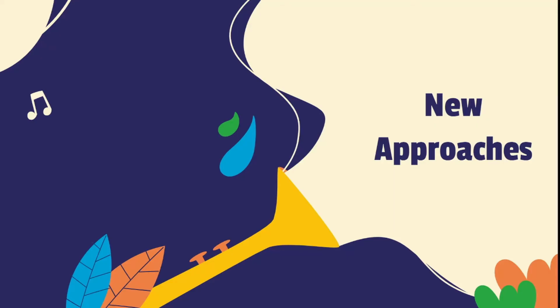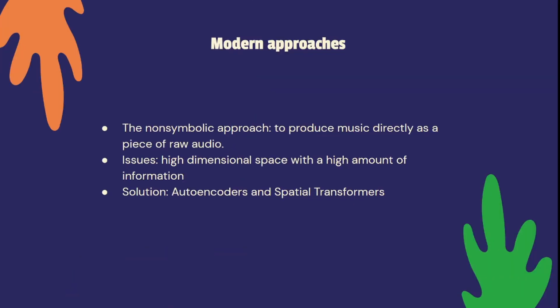Now, a modern approach to this problem would be to pursue the non-symbolic representation, where we try to produce music directly from a piece of raw audio. This makes the problem more challenging as the space of raw audio is extremely high dimensional with high amounts of information content to model. For example, a typical 4-minute song at CD quality has over 10 million timestamps. Thus, to learn high level semantics of music, a model would have to deal with extremely long range dependencies.